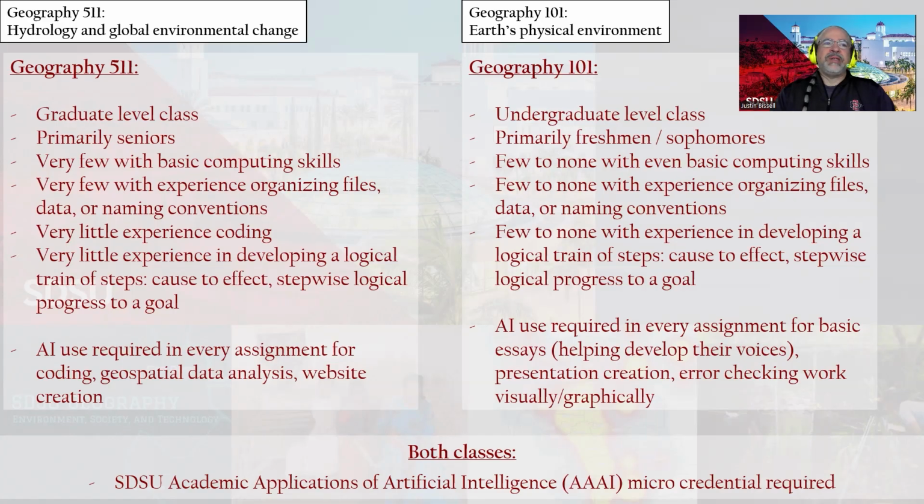As with many classes, even upper division, the overwhelming majority of the class had very few basic computer skills and little to no understanding of file management outside of saving things in recent files, and very little to no experience in coding or statistics. In terms of skill level, the undergrads in Geography 101 were very similar, and in many cases with even smaller skill sets.